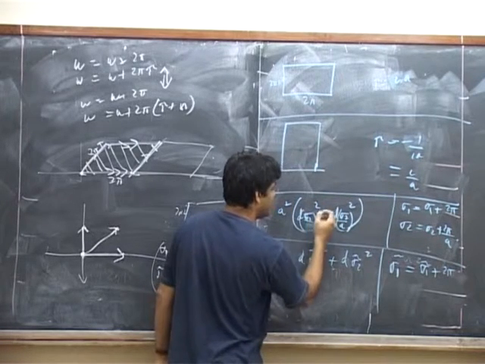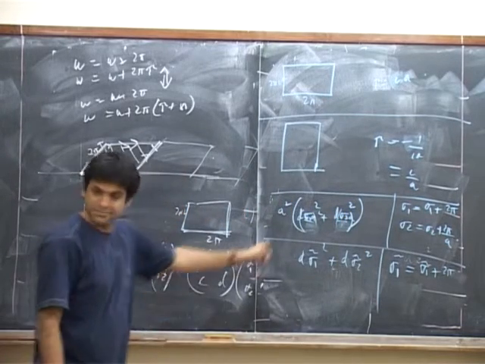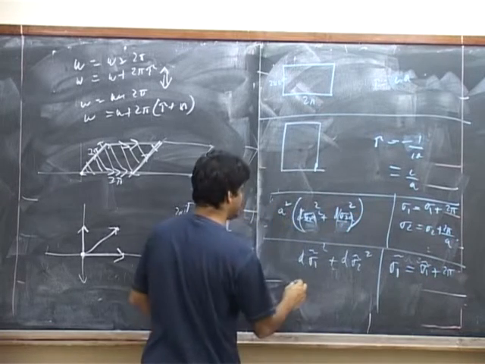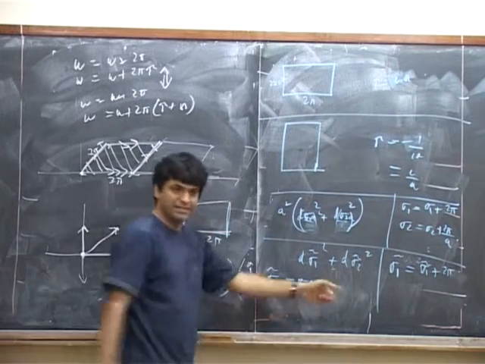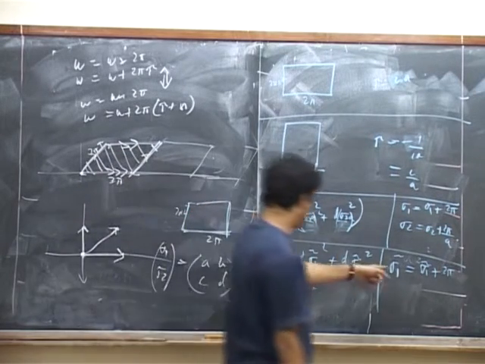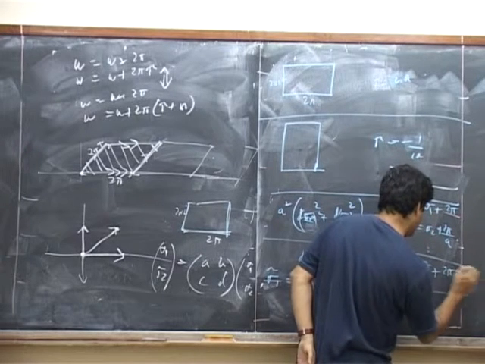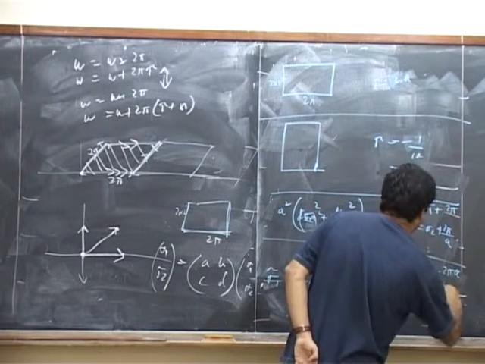I wanted A. So sigma 1 tilde is sigma 1 by A, sigma 1 over A, same with sigma 2. Okay, so we have sigma 1 tilde is equal to sigma 1 tilde plus 2 pi A, and sigma 2 tilde is equal to sigma 2 tilde plus 2 pi.